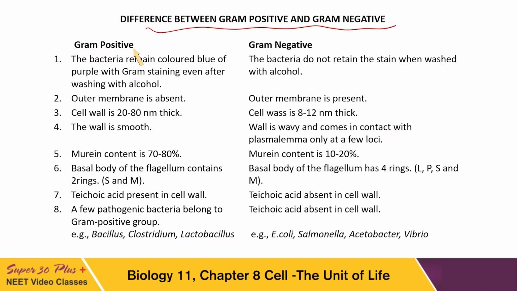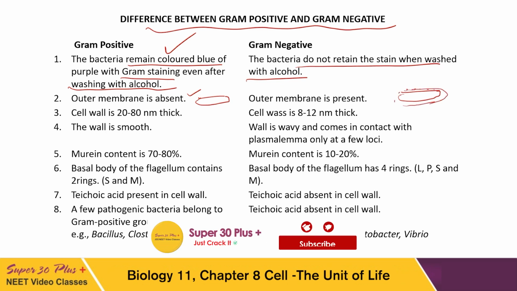Gram-positive, as I told you, first point: the bacteria remain colored blue or purple with gram staining even after washing with alcohol. Very important point, here they do not retain color, they have become colorless when washed with alcohol. Outer membrane is absent. You see, children, in this bacteria the outer membrane is absent, while in these bacteria, outside the cell wall, a membrane is present, which is known as the outer membrane.